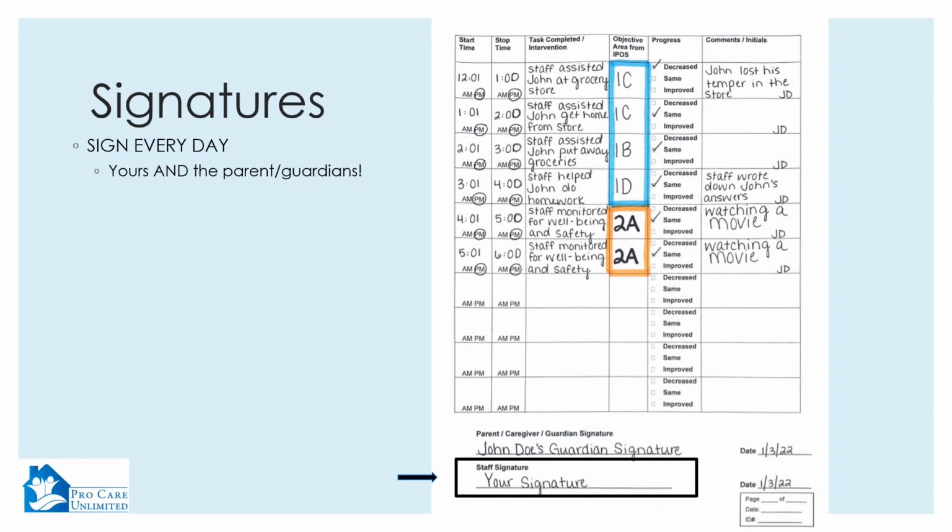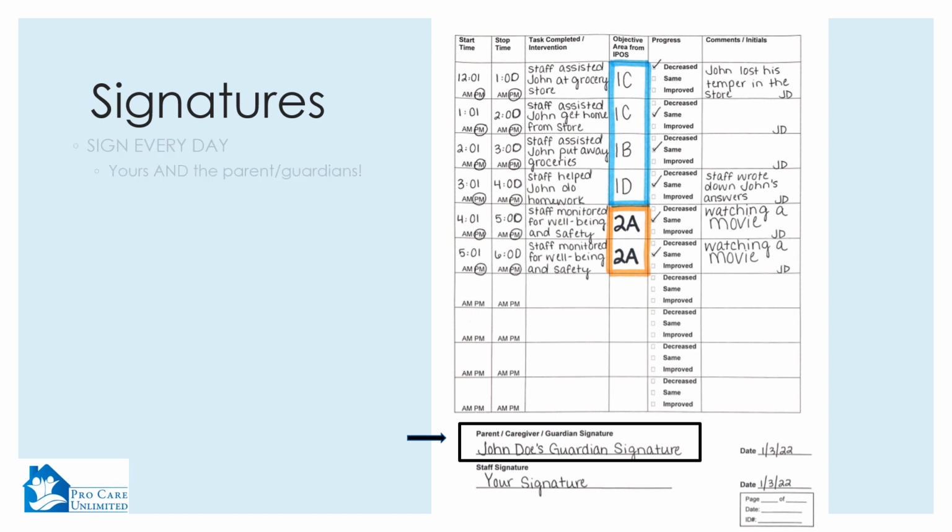After all these sections are filled out for the CLS hours that day, be sure to have both your signature and the guardian or parent of the client at the bottom of the second page for each day that you work. Also, make sure the dates are filled out next to both signatures and are the same as the front page of the notes.